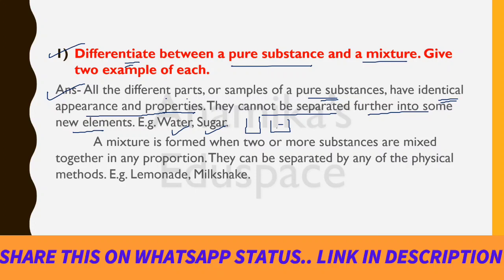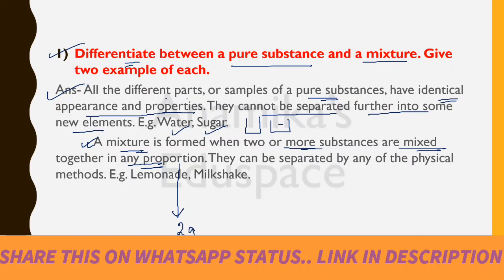Clear? Now what is a mixture? Mixture, by the name only, says that it is a mixing of two different or separate substances. Clear? Now a mixture is formed when two or more substances are mixed together in any proportion. Any proportion means we can mix 2 grams of sugar with 1 liter of water.